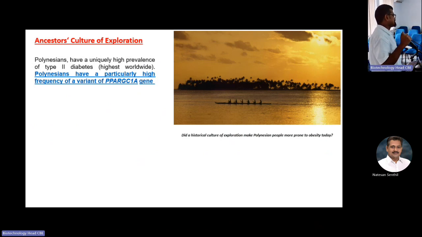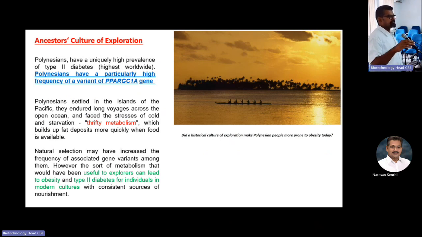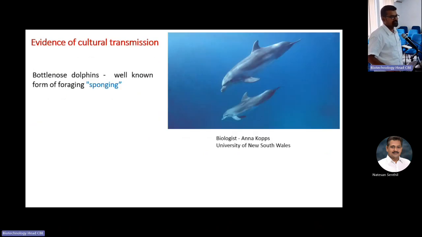But the modern Polynesians, because of fast boats and other cultural changes from their ancestors, don't starve for food. So they have the problem of diabetes now, because of their ancient practice of eating in bulk. Polynesians settled in the islands of the Pacific, and they had a thrifty metabolism, which builds up fat deposits more quickly when food was available. Because of the change in cultural practice, that same trait, involving the PPARGC1A gene, now leads to type 2 diabetes in modern culture.